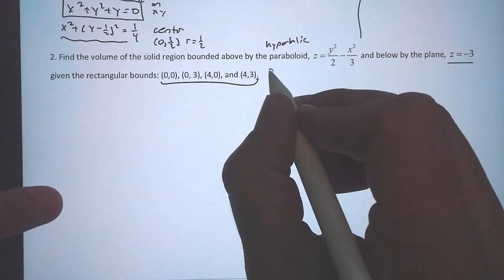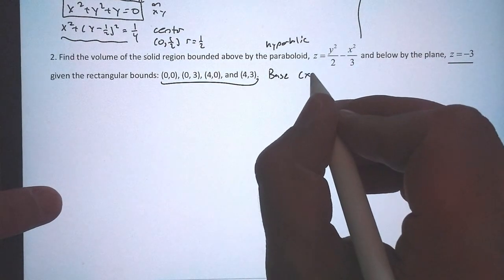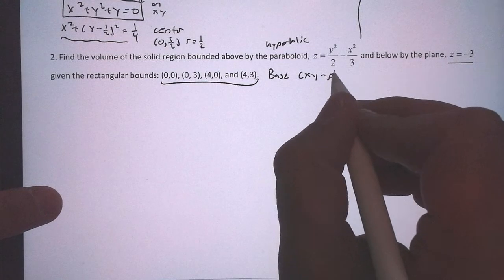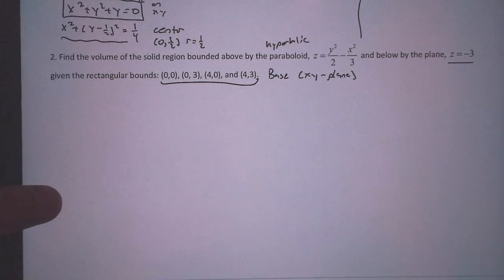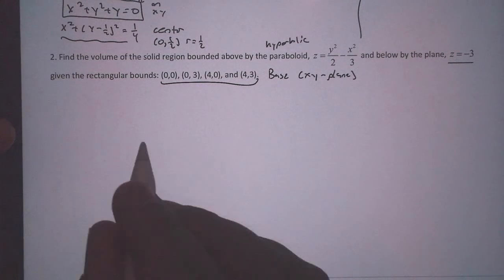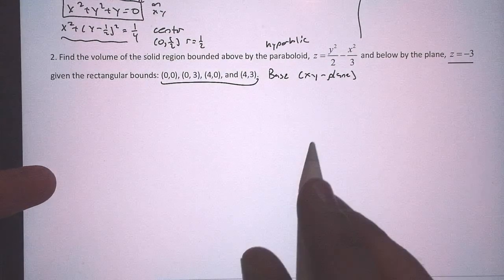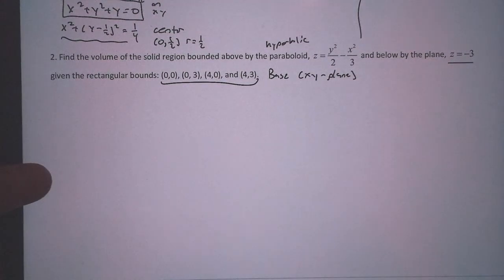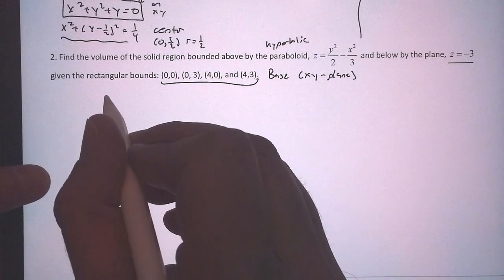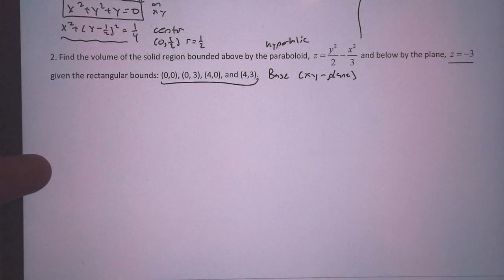So this is going to be our base, and then remember the base is always on the xy plane for us right now. Later on we'll move it to different planes. It's kind of fun. You will have a question like that in tomorrow night's homework, but for now we're just going to continue everything on the xy plane. So what we're going to do is draw our hyperbolic paraboloid.